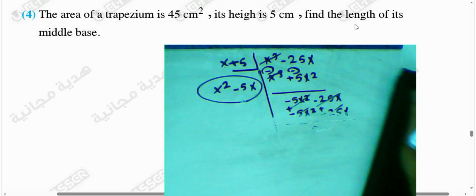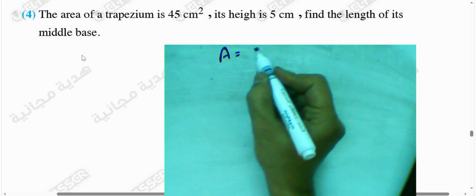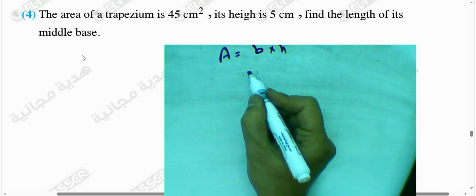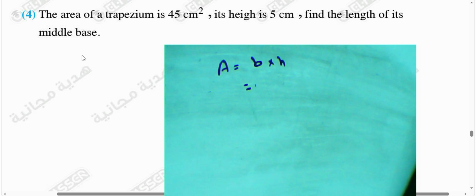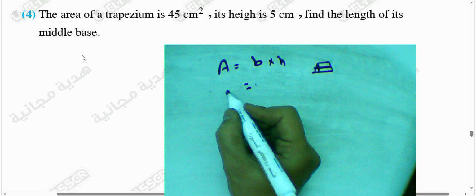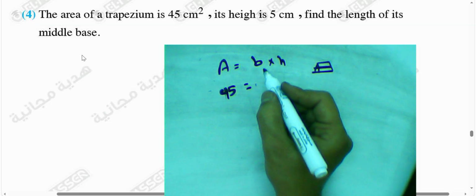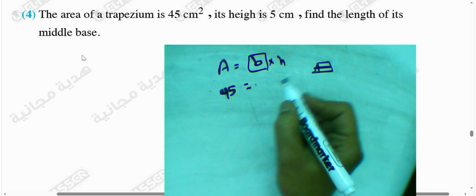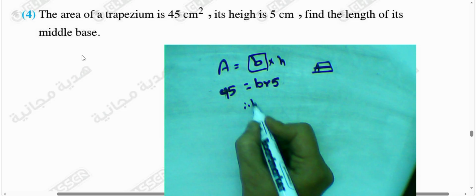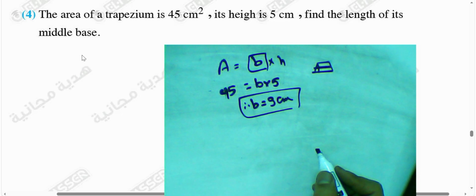Next example here. The area of a trapezium is 45 square centimeter and the height is 5 centimeter. Find the length of the middle base. Okay, we know the area equals middle base product by height. We have the trapezium here, this middle base and this height. We know the area was 45. Middle base product by height 5. Then the middle base equals 45 divided by 5, which is 9. The result will be 9 centimeter.